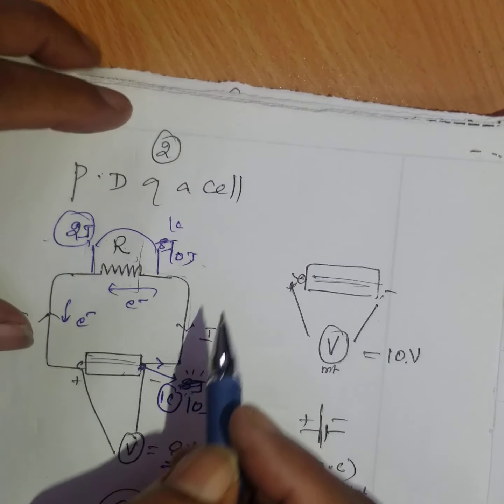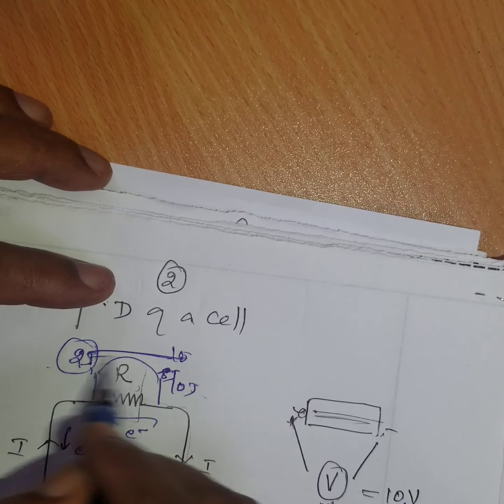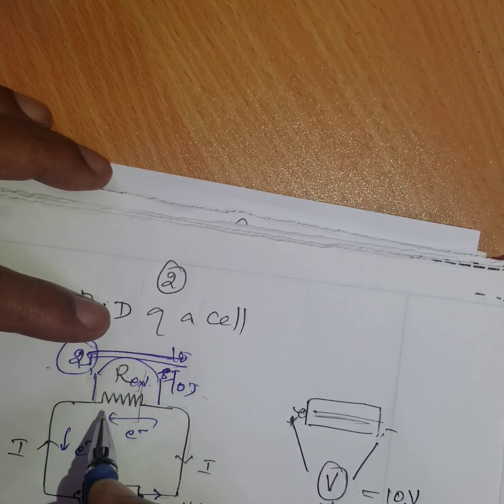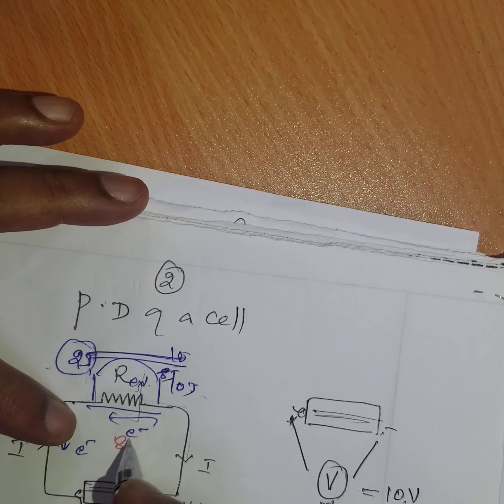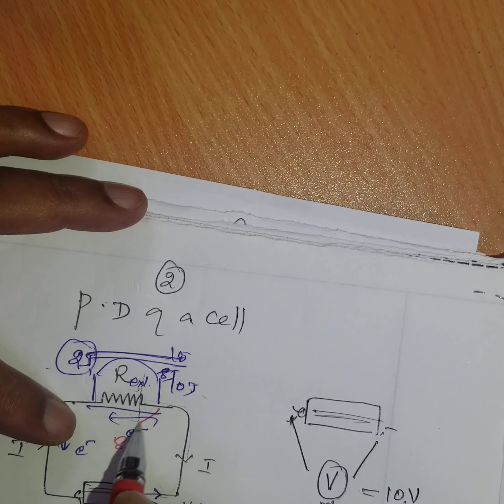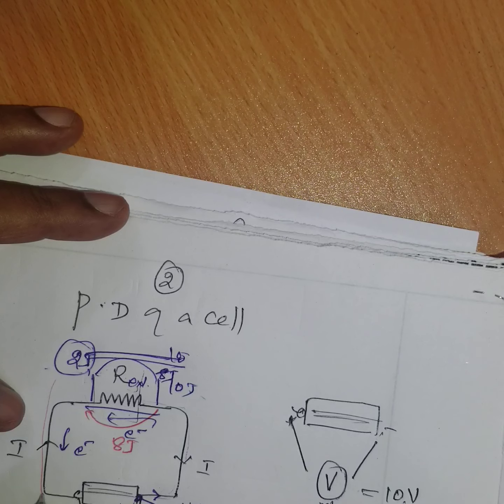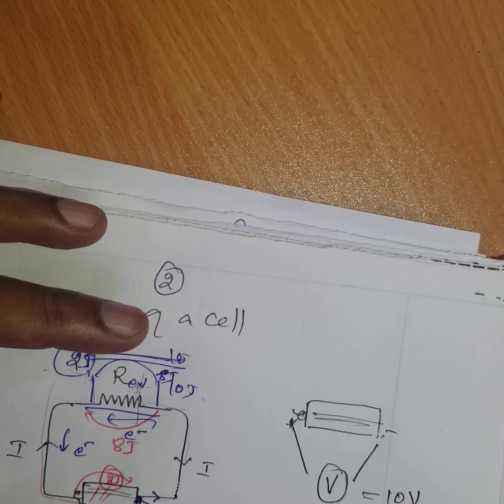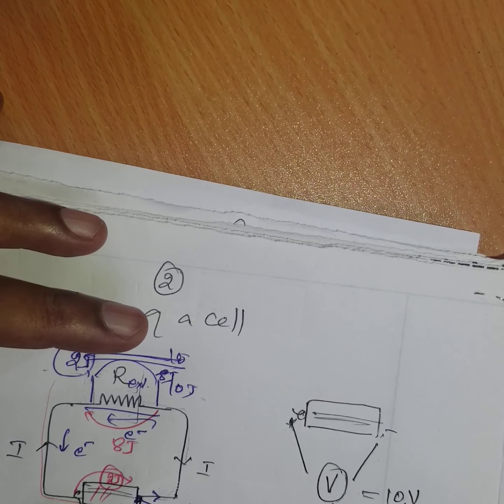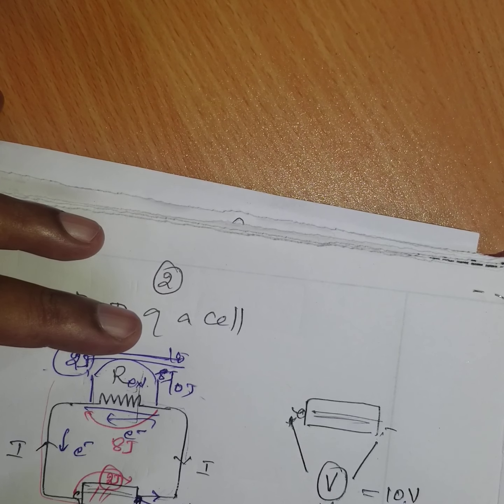That means out of 10 joules, how much does it spend? This is called external resistance. It spends 8 joules of energy in overcoming the external resistance. Out of the remaining 2 joules, from here to here, it spends 2 joules. That means 8 joules for external resistance, 2 joules for internal resistance.